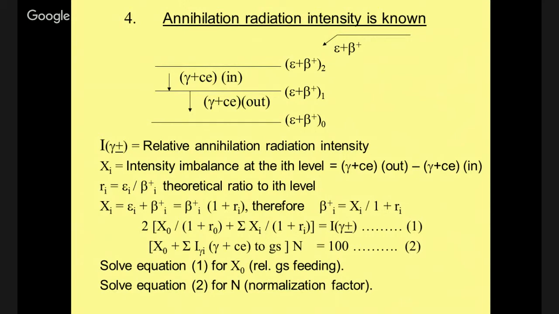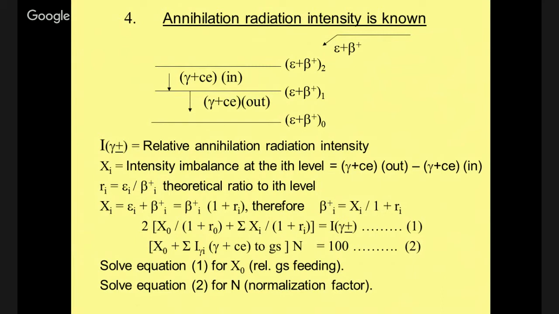To use this, you have to be pretty confident you've got most of the levels that the beta is feeding. If you miss a lot of those, you're going to be off a lot. Yes, but you have to be confident of the transition intensity balance, that you've got most of it. But from that, you get the normalization of the decay scheme. You can calculate the emission probabilities using this.